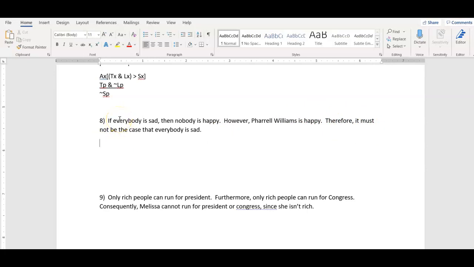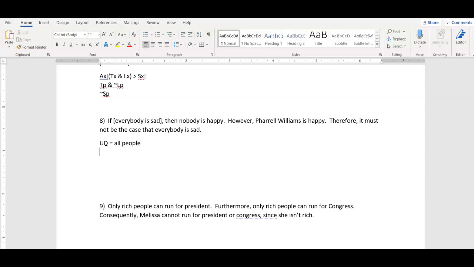All right. Now this one can get kind of tricky because on the one hand you use a conditional within a universal quantifier sentence, but in this case the antecedent of the conditional is itself a quantifier sentence. So it's going to look like this. Everyone is sad is for all X. And again, oh yeah, we need our UD, so let's do for all people, since we're talking about people here.